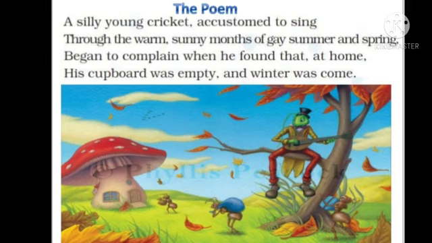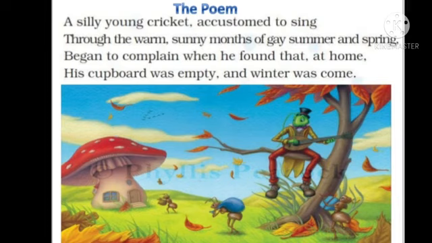Through the warm sunny months of gay summer and spring. Gay means brilliant, beautiful, vibrant. So throughout the warm sunny months of summer and spring, the silly young cricket was singing. Began to complain when he found that at home his cupboard was empty and winter was come.